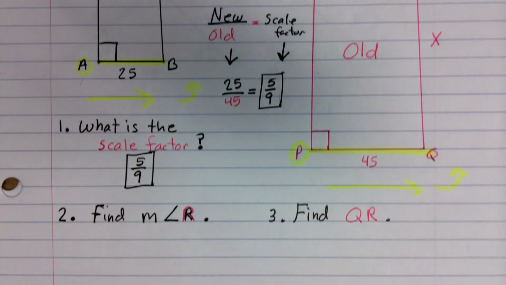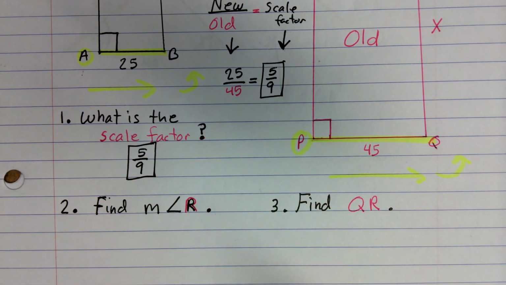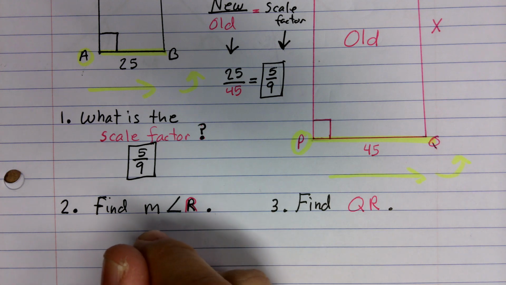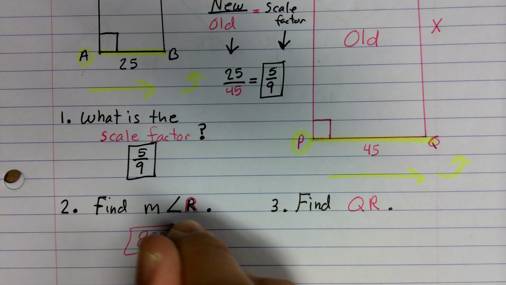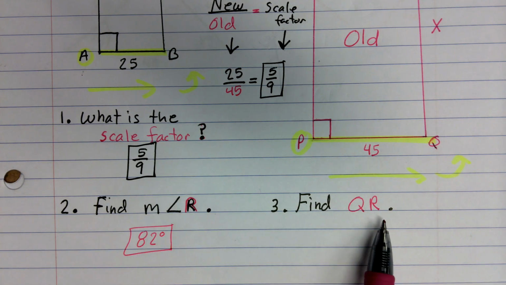So I'm going to go ahead and go down here, and it says find the measure of R. The measure of R is equal to 82 degrees. Next it says find QR. Now this is where we're going to actually set up a proportion.